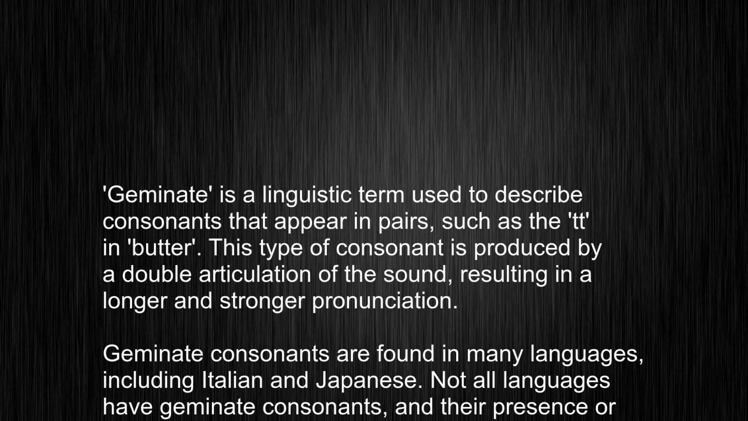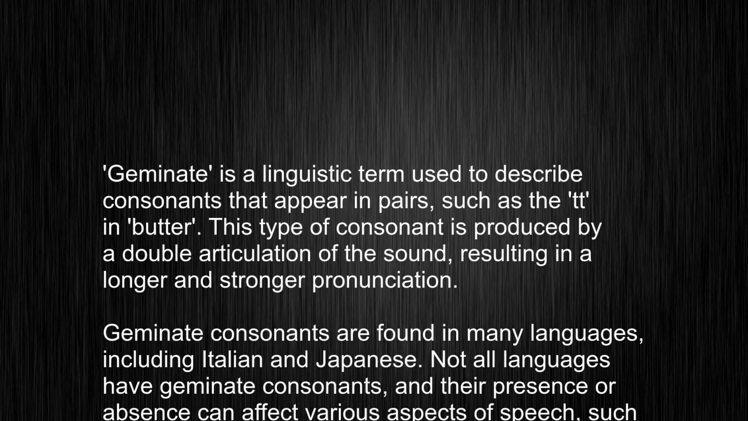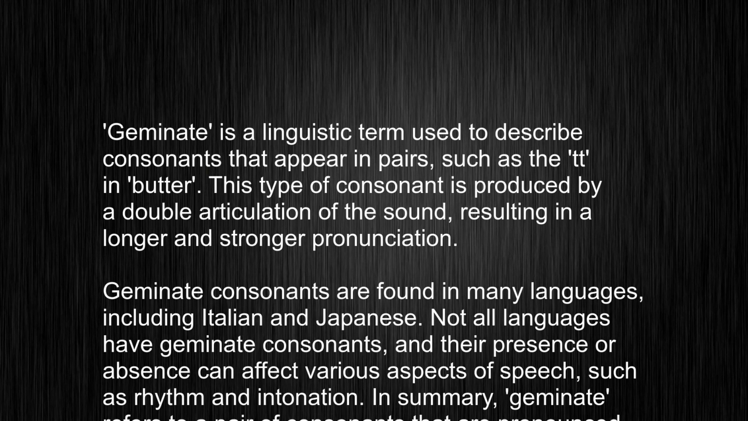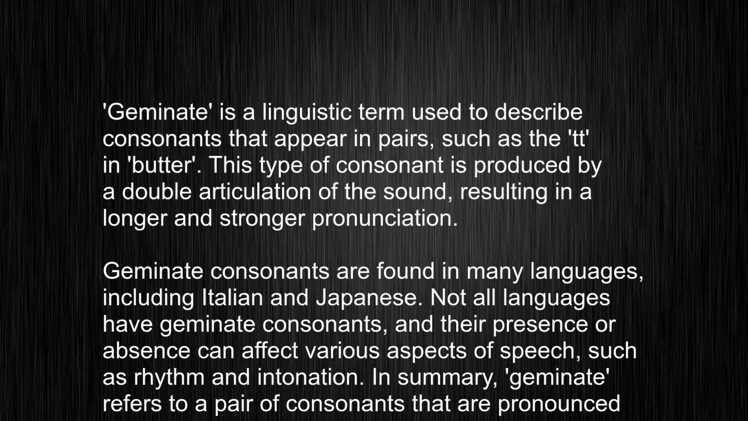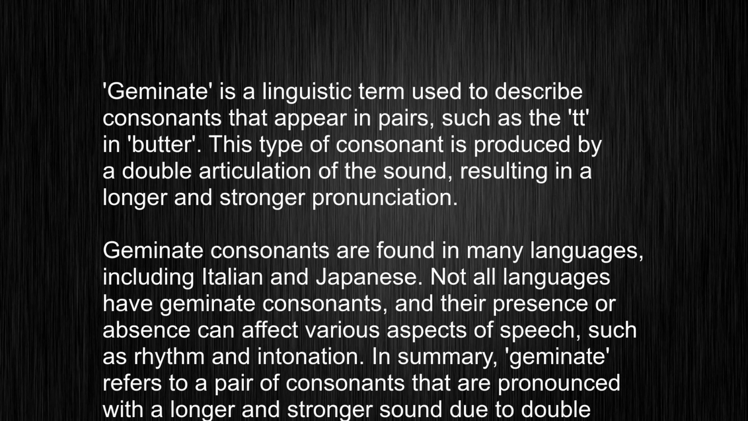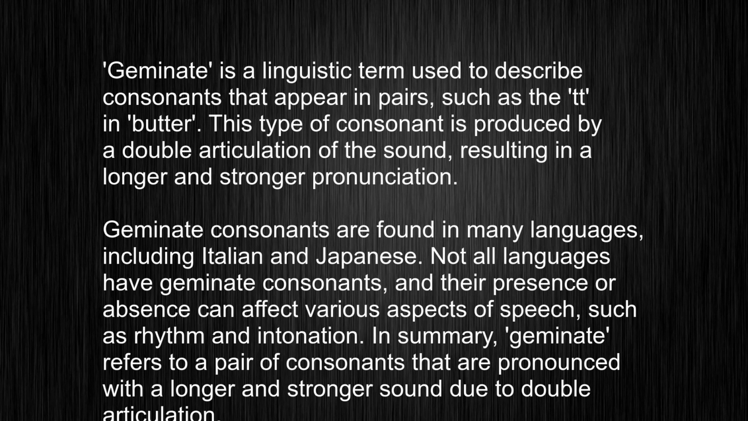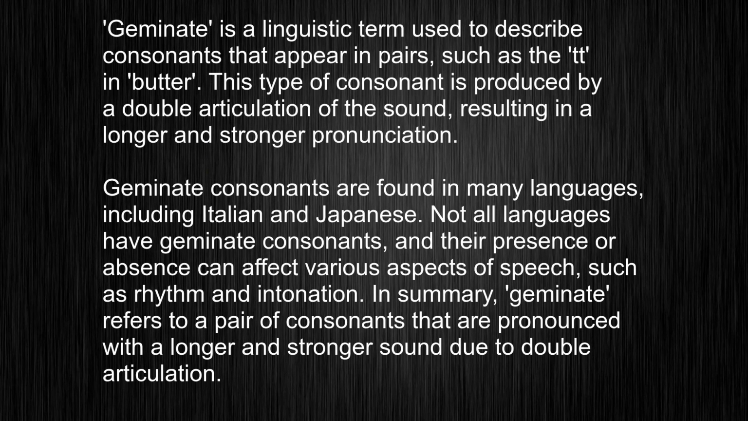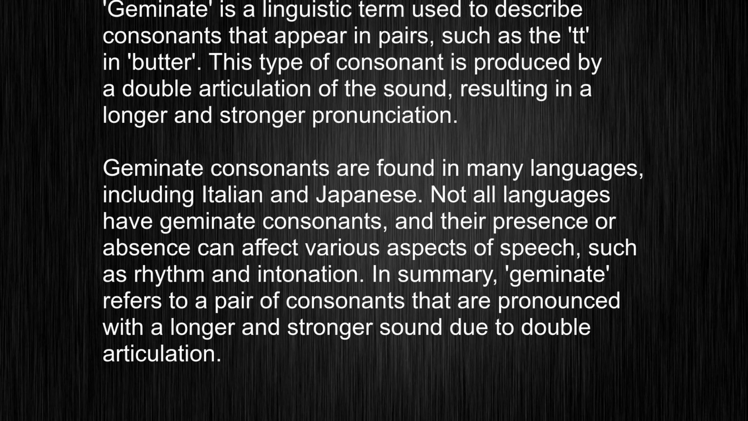Geminate is a linguistic term used to describe consonants that appear in pairs, such as the TT in butter. This type of consonant is produced by a double articulation of the sound, resulting in a longer and stronger pronunciation. Geminate consonants are found in many languages, including Italian and Japanese.